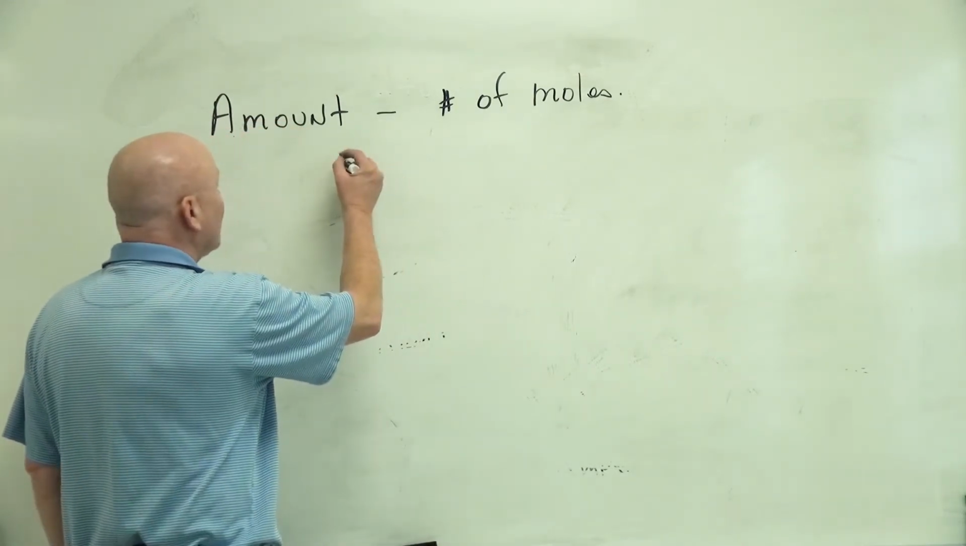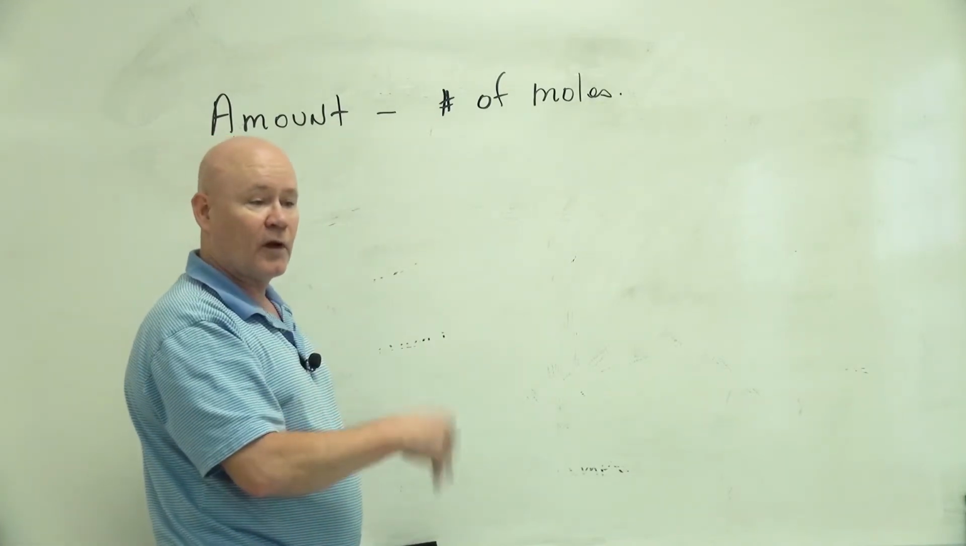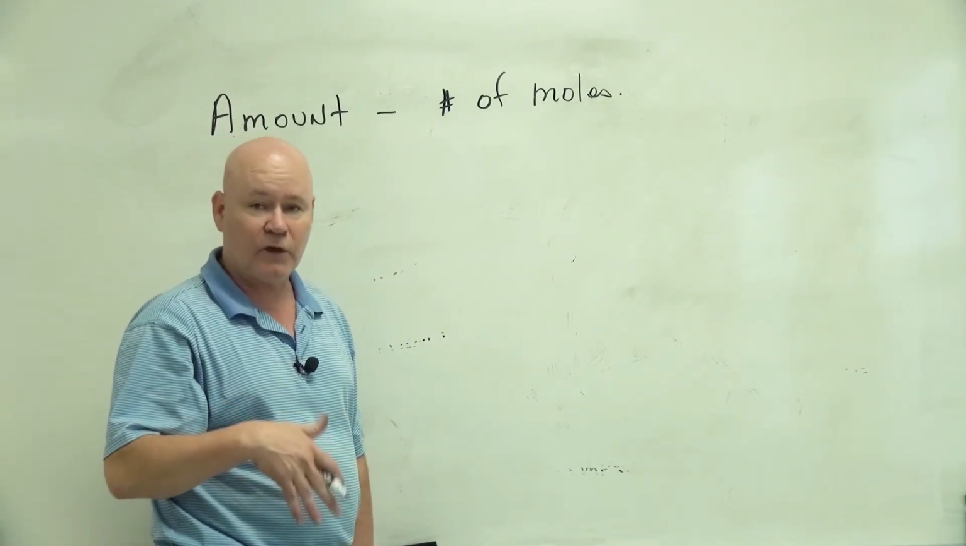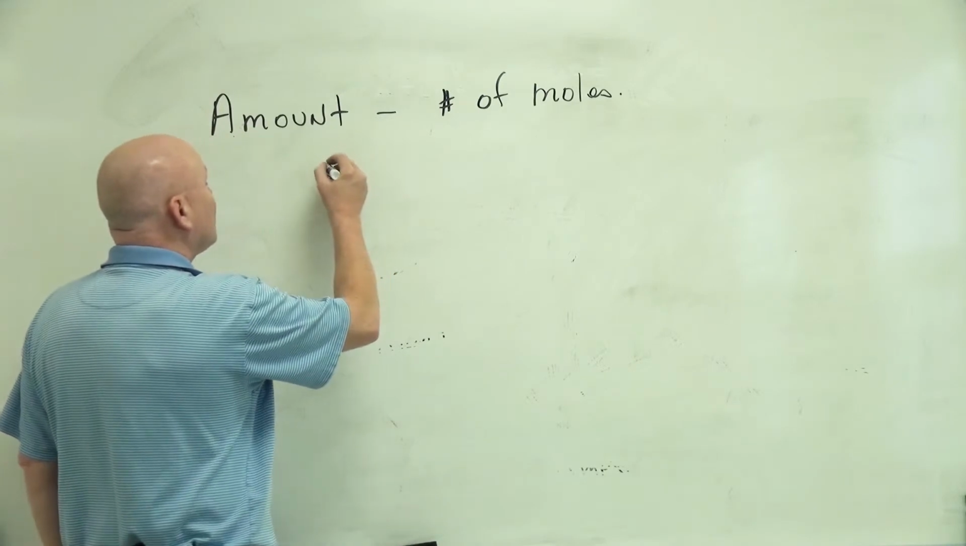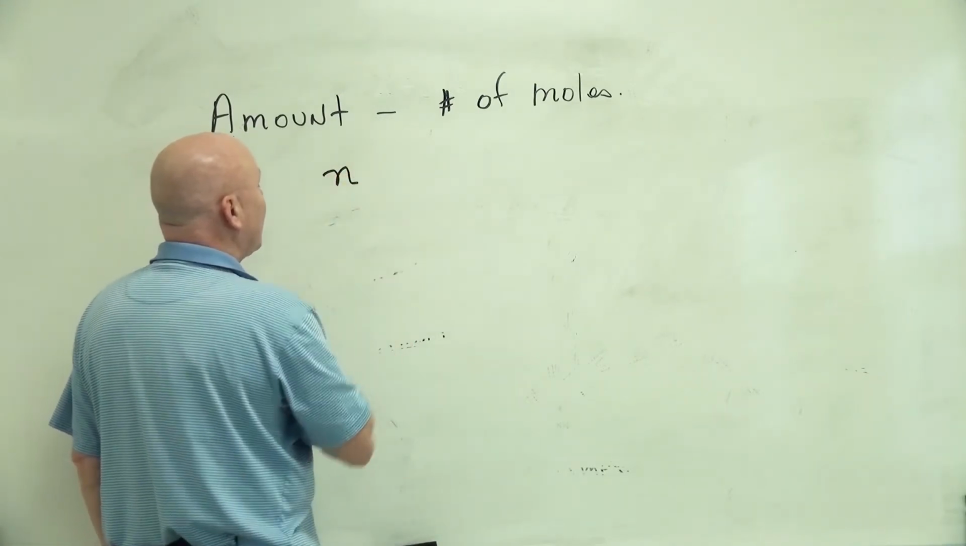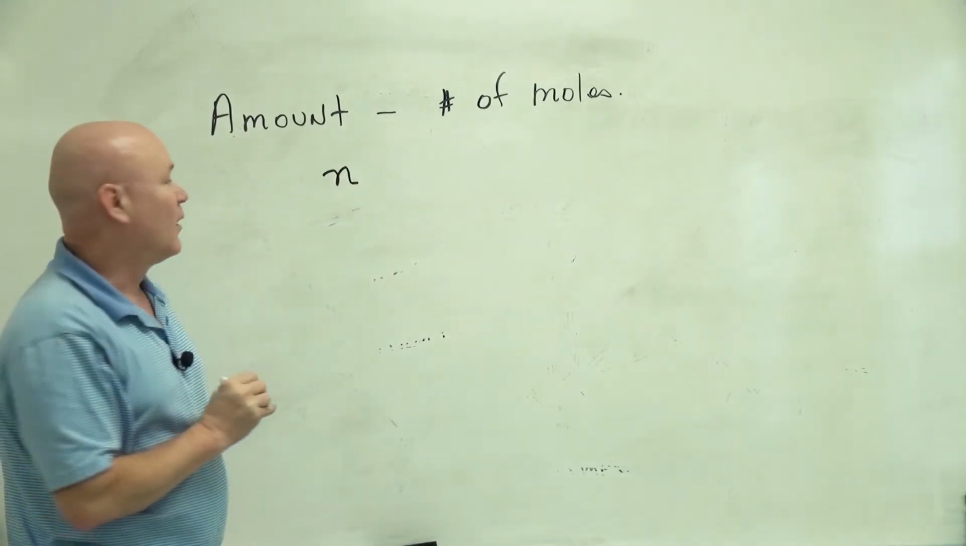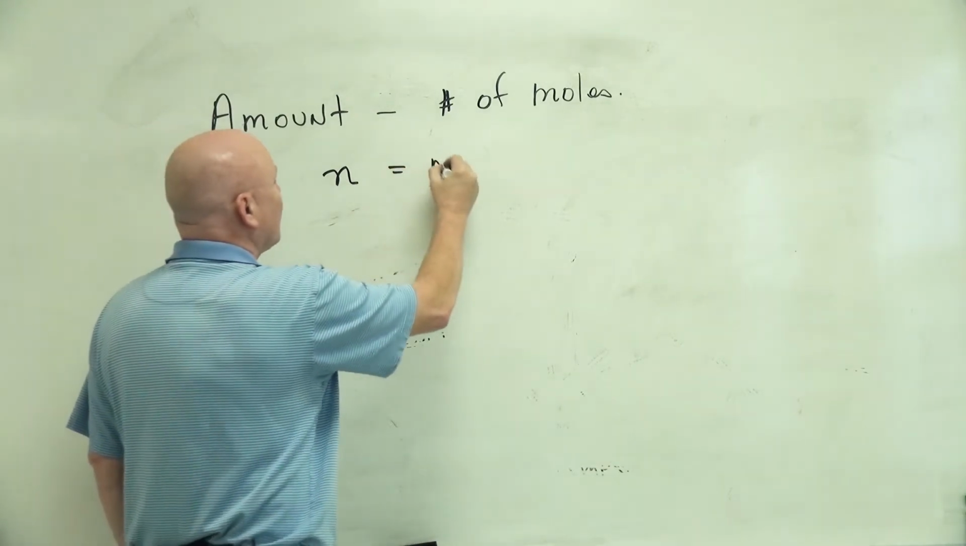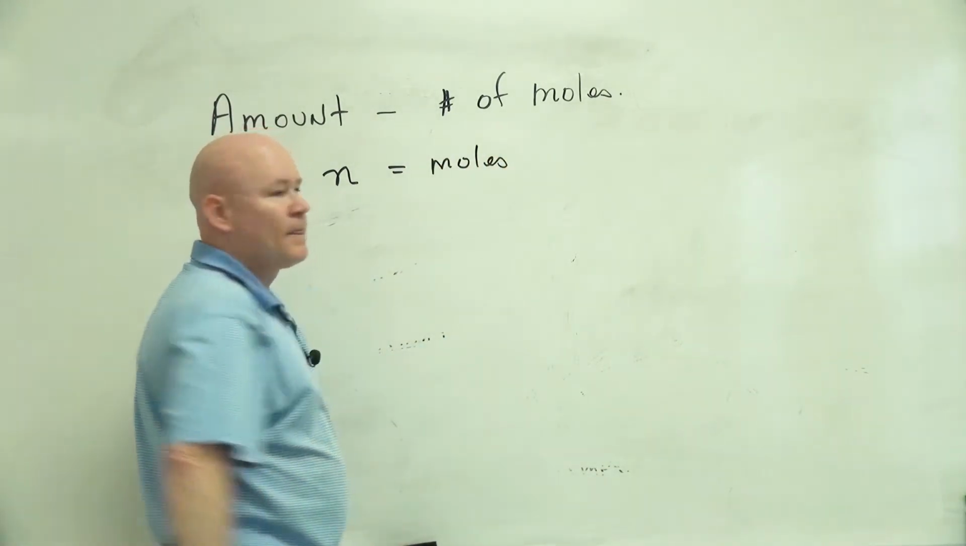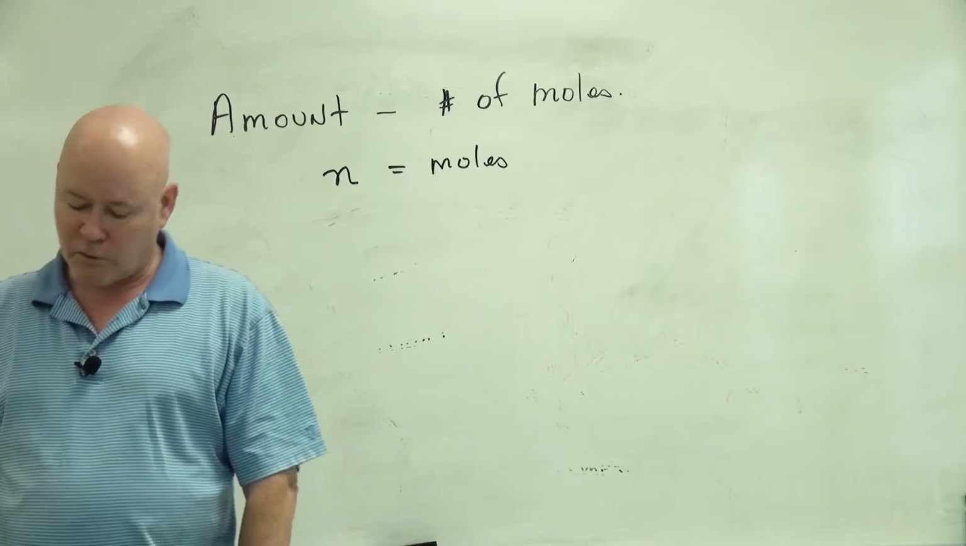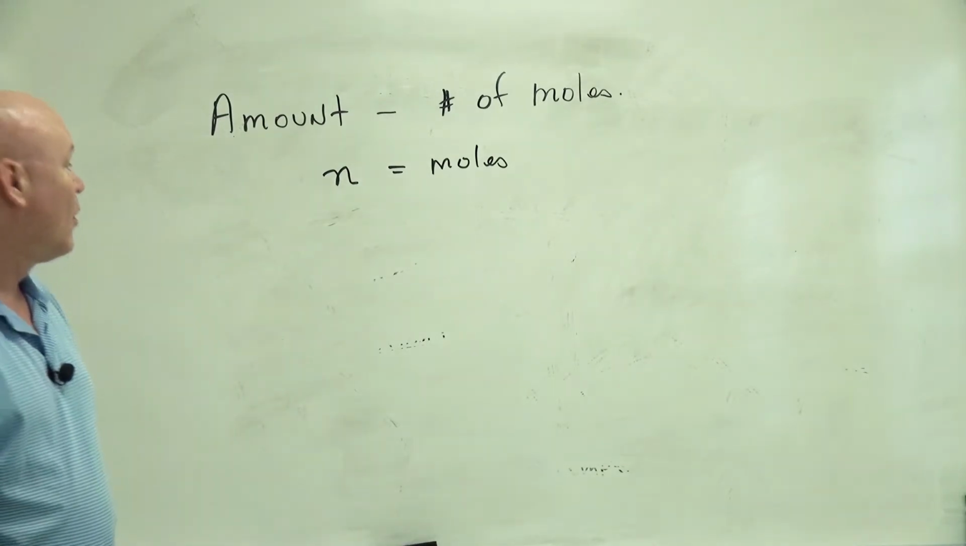And the symbol that we're going to use is different from the rest of them. Like P was pressure, V was volume, and T was temperature. We're going to use a lowercase n. That is a lowercase n. And we're going to say that equals the moles. Just the moles. It's not a mole, it's not a molar mass, it's just the moles.